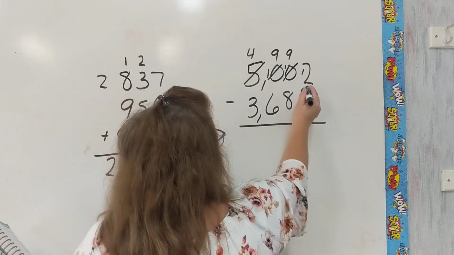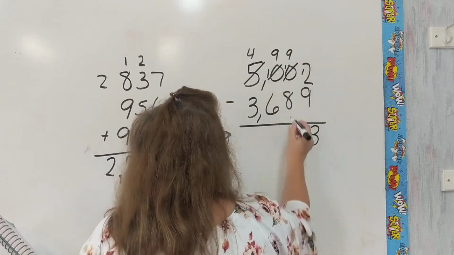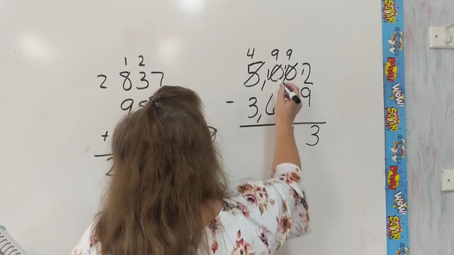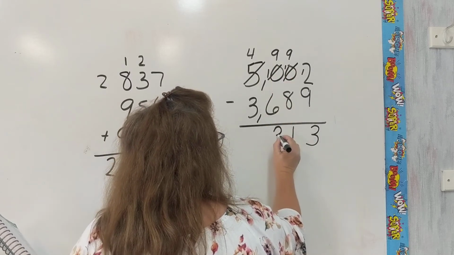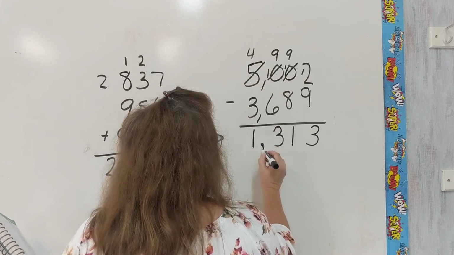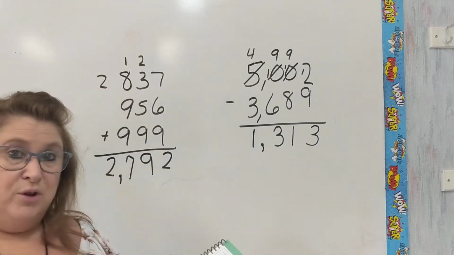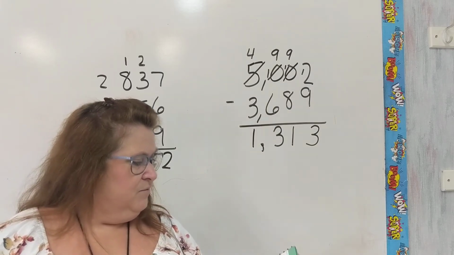place. So 12 minus 9 is 3. 9 minus 8 is 1. 9 minus 6 is 3. And 4 minus 3 is 1. Our difference is 1,313. And then look in section 5.